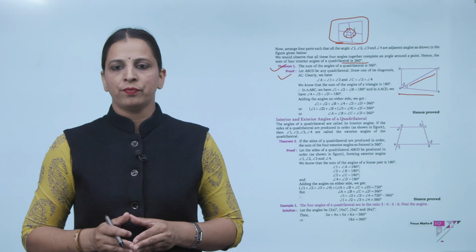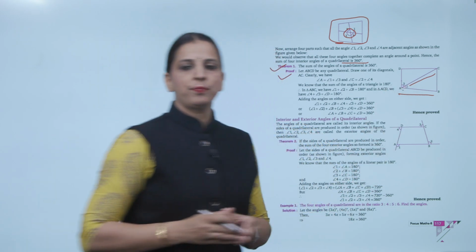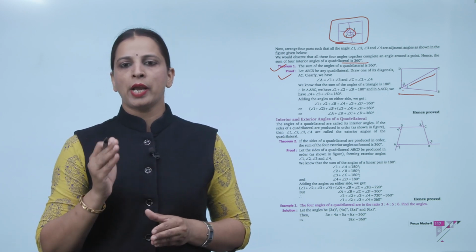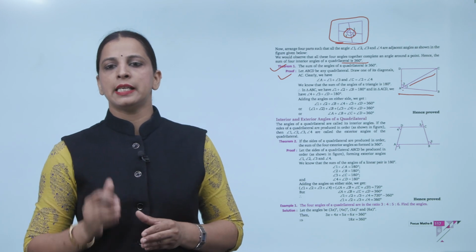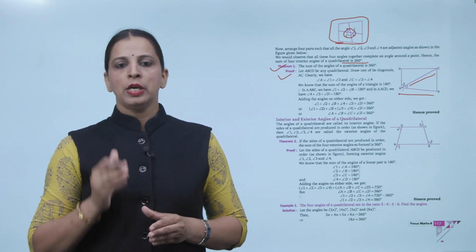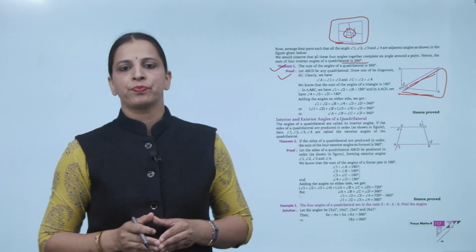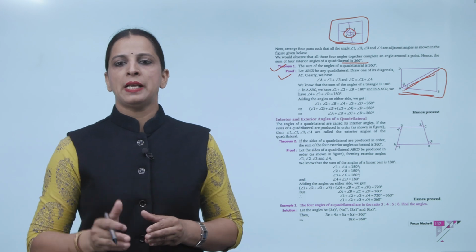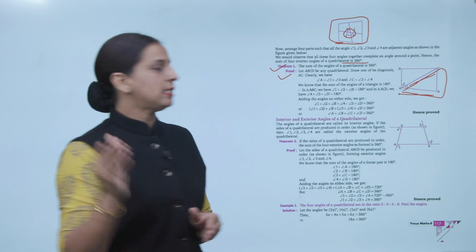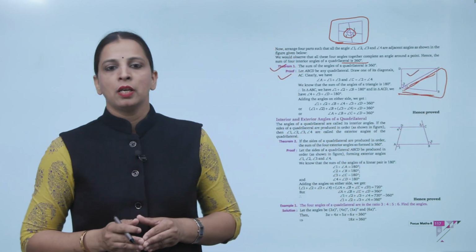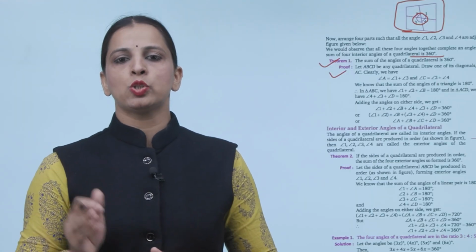Clearly, we have angle A equals angle 1 plus angle 3, and angle C equals angle 2 plus angle 4. We know that the sum of the angles of a triangle is 180 degrees. So, in triangle ABC, angle 1 plus angle 2 plus angle B is equal to 180 degrees, and in triangle ACD, we have angle 4 plus angle 3 plus angle D equal to 180 degrees.